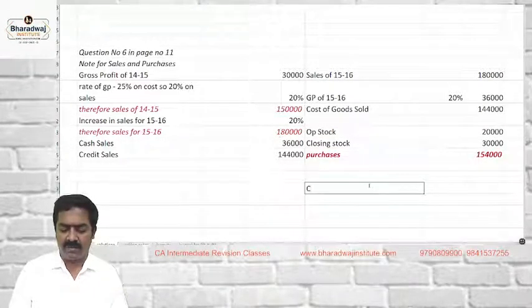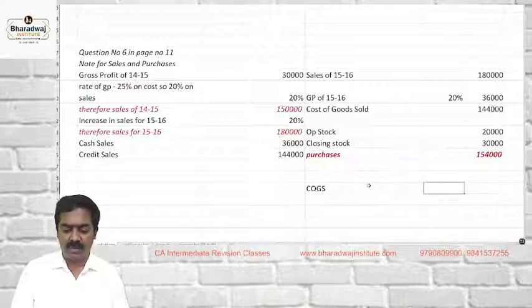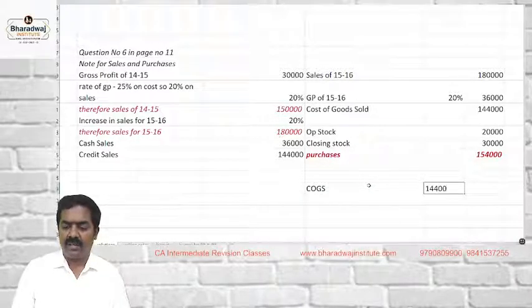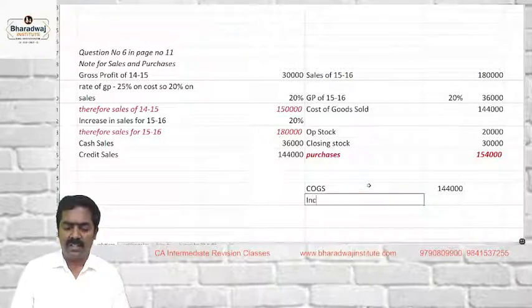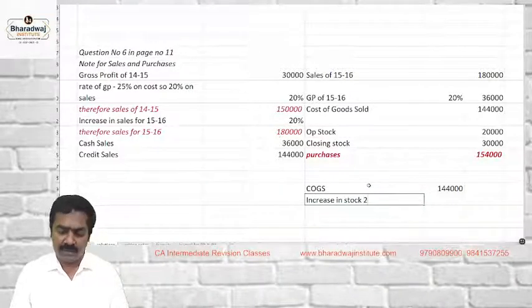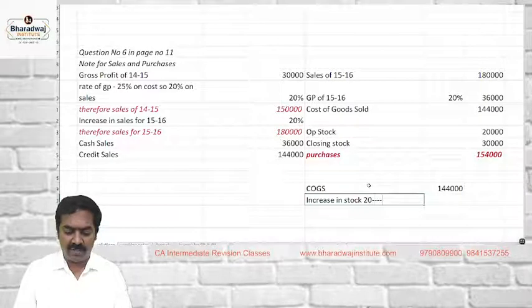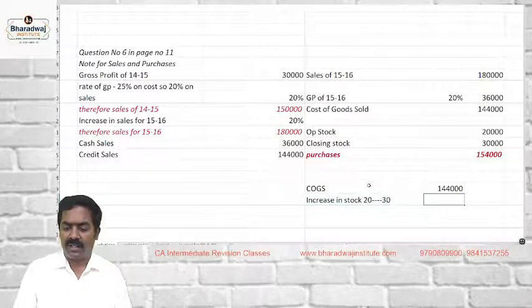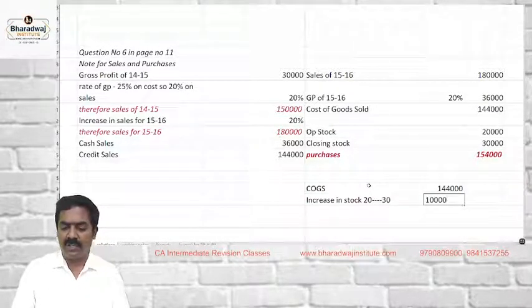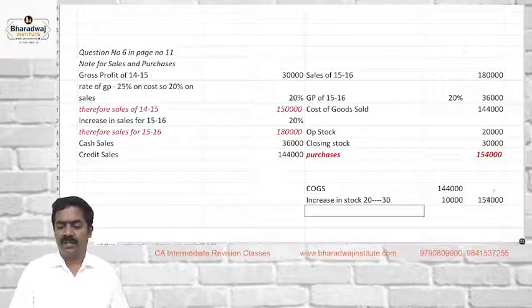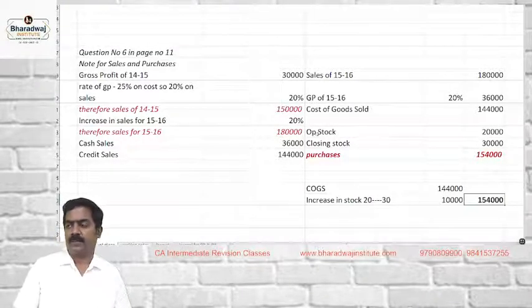What is the cost of goods sold? 1,44,000. Increase in stock. From 20,000 we have increased to what? 30,000 means 10,000 we have increased. So the purchases will be 1,54,000. This way also you can take it.